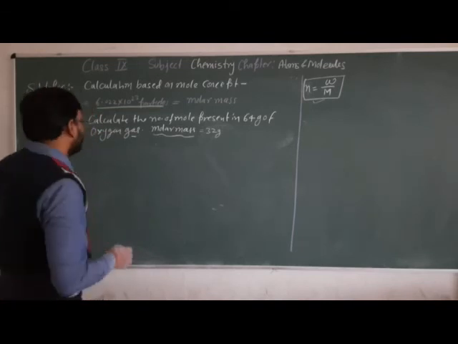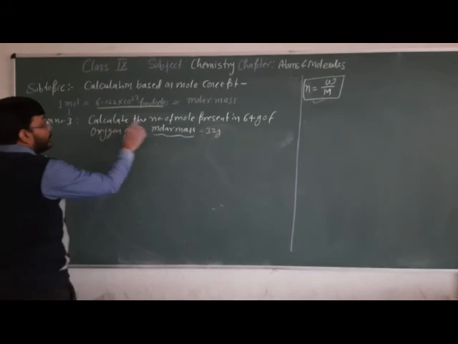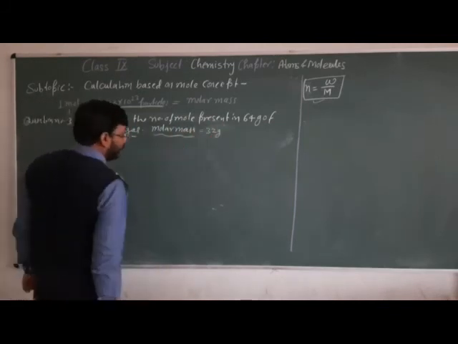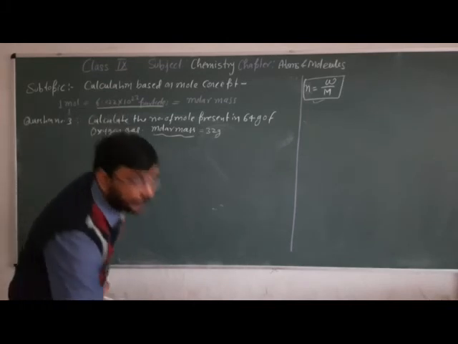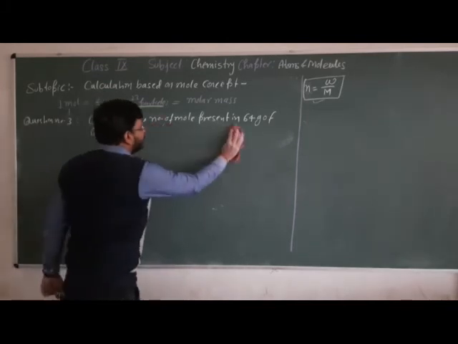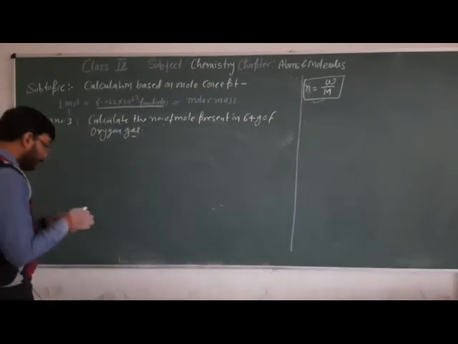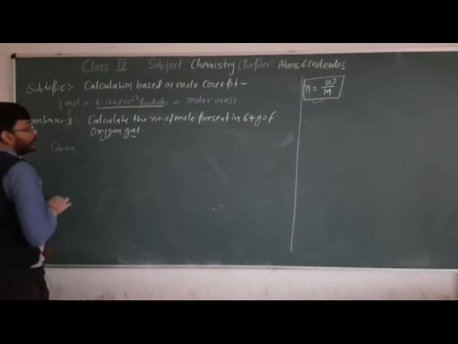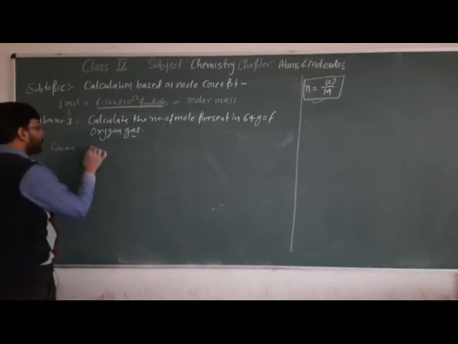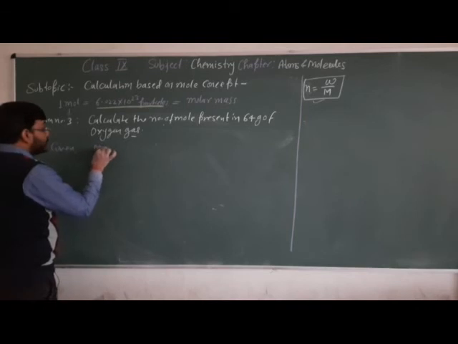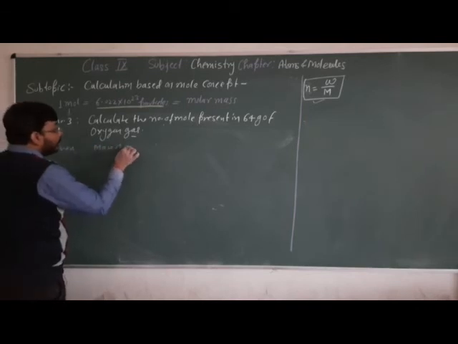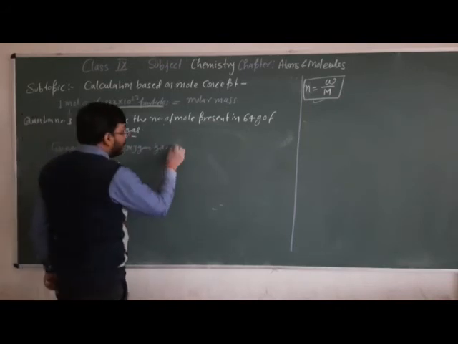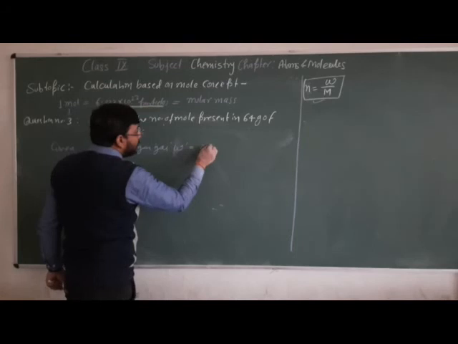So now the question is: calculate the number of moles present in 64 gram of oxygen gas, molar mass 32 gram. Suppose the molar mass is not given. Now note down the given information. What information do we have? Given information: mass of oxygen gas, which we denote by W, is 64 gram.